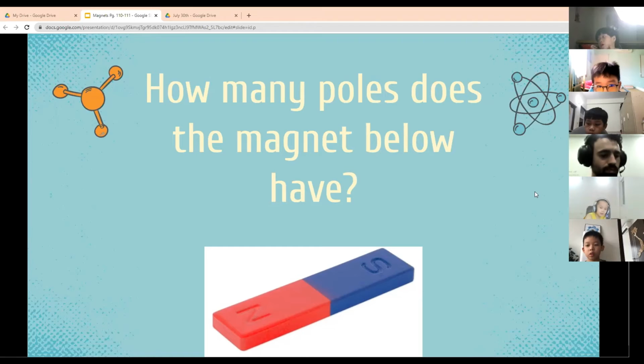There's a South Pole and a North Pole. The S is for the South Pole. The N is for the North Pole. Very good.